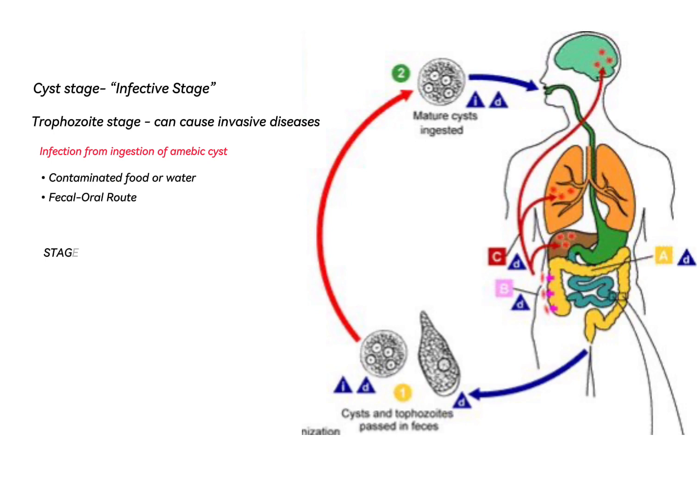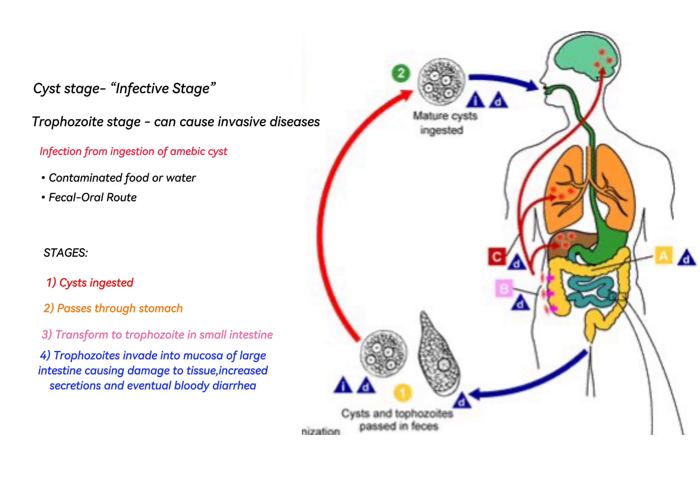So there are several stages of infection. Again, the cysts are the infective stage. They are what we ingest from the environment, and when these cysts pass through the stomach, they transform into trophozoites in the small intestine. This is what causes the invasive disease. The trophozoites invade the mucosa of the large intestine. They pass through the small intestine, make it to the large intestine, and then start to cause damage to the tissue, causing increased secretion and eventually bloody diarrhea.